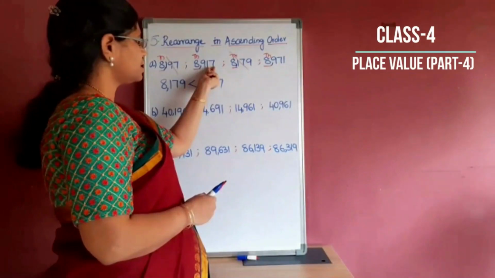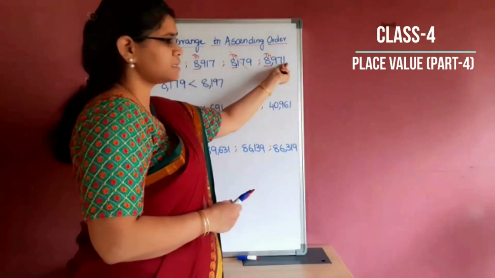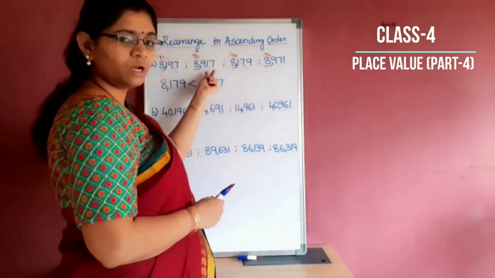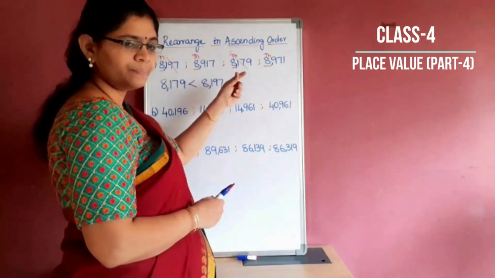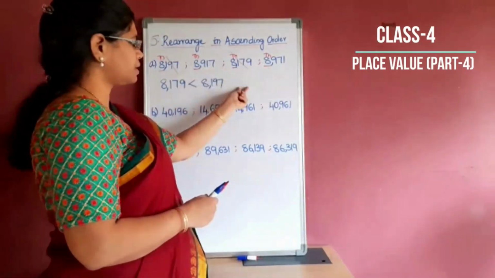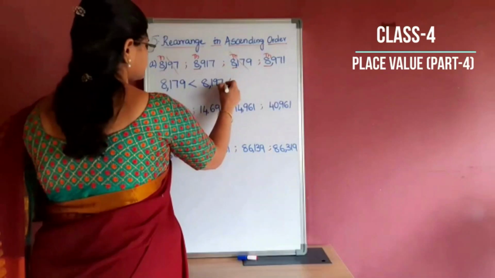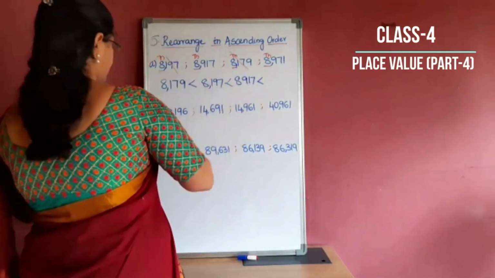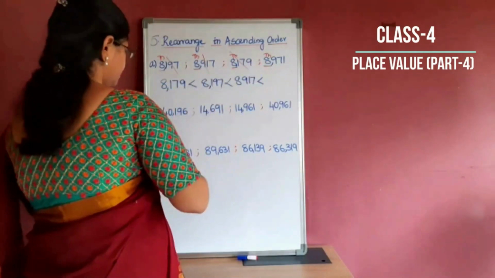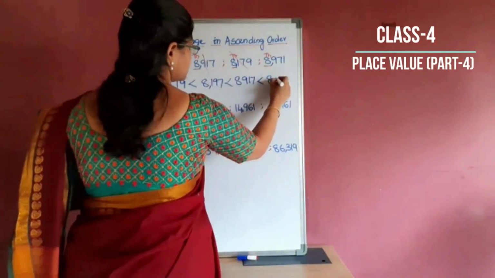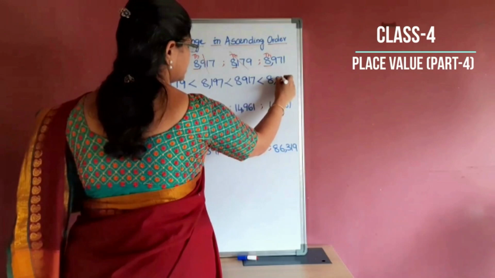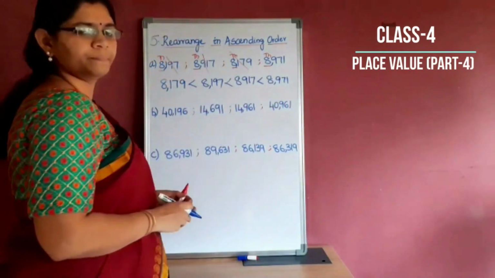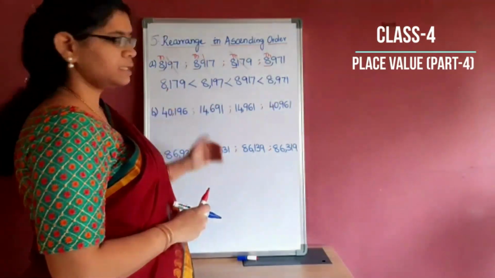Okay, now let us see the next one. This is 17, this is 71. Which is smaller, 17 or 71? 17. So this number comes next. And as the leftover number is the last one, this is 8,971. Okay. Now let us see the next problem.